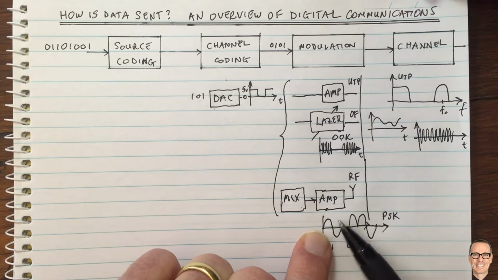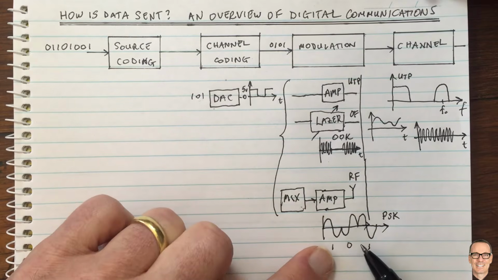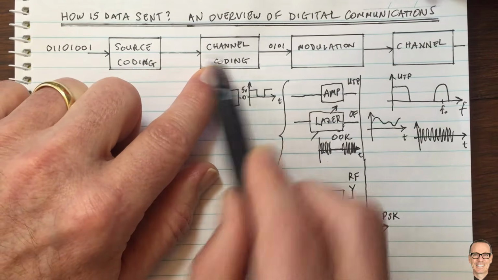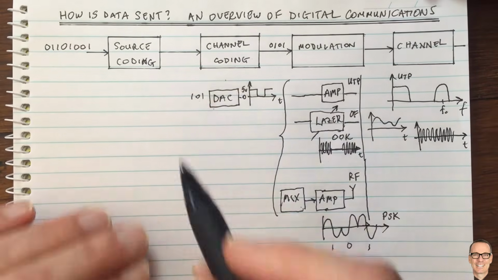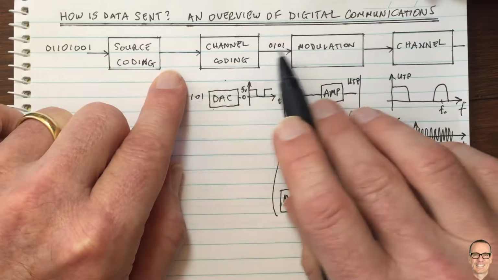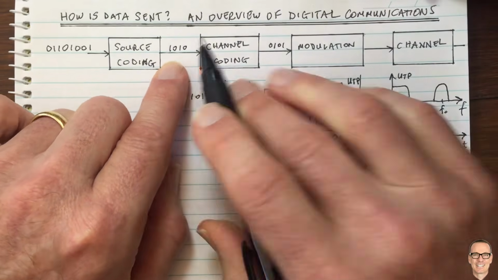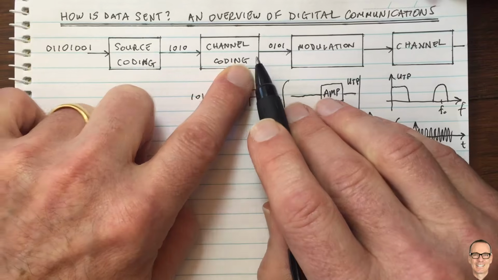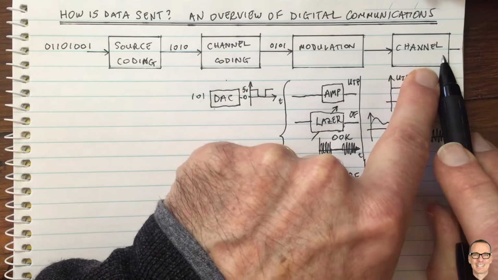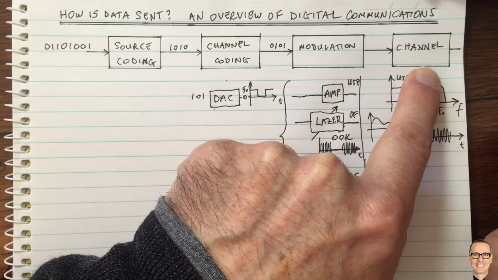It might be that noise causes the receiver to decode this as a 0 by mistake. So to help us with that challenge, this is the box of channel coding. What channel coding does is it introduces redundancy into our ones and zeros stream. So we still have a ones and zeros stream, but we are introducing redundancy so that if errors happen in our channel, at the receiver we can work out that those errors happened and hopefully correct those errors.